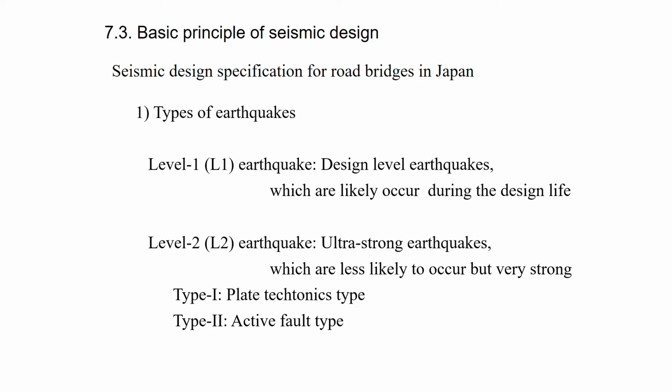Type 1 is caused by the sudden slide of the plates surrounding Japan, and the dominant period and the duration are long. Type 2 is caused by the sudden slide of the local active fault, and the dominant period and the duration are short.